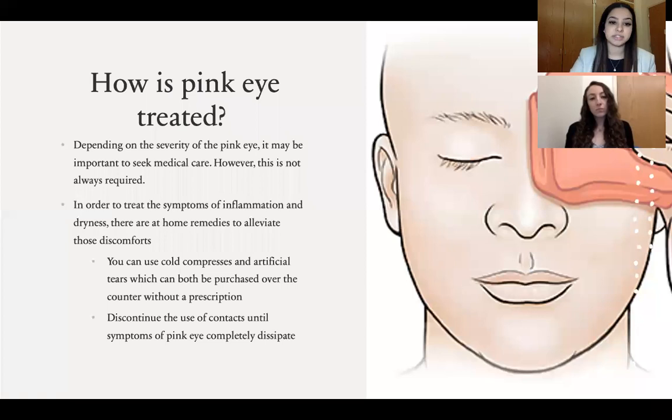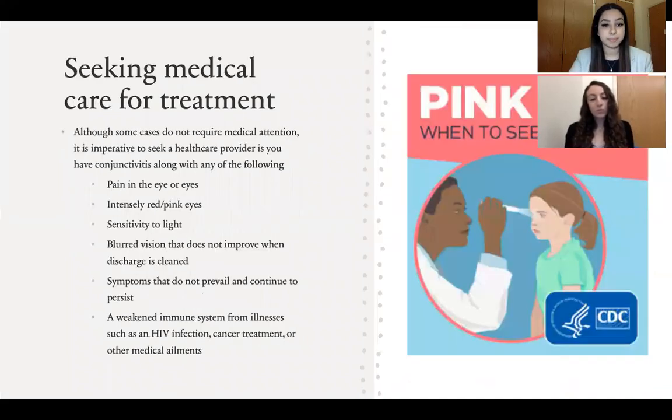So how exactly is it treated? Depending on the severity, it may be important to seek medical care. However, this is not always required. In order to treat the symptoms of inflammation and dryness, there are home remedies to alleviate these discomforts. You can use a cold compress and artificial tears, which can both be purchased OTC without a prescription. And you just want to discontinue the use of contacts until symptoms are completely gone.